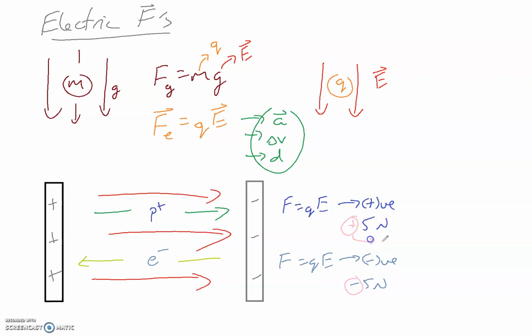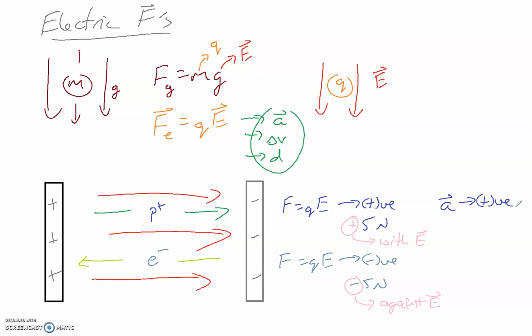This little positive right here tells me that the charge is going with the electric field, and this tells me that it's going against the electric field. And that's why when I calculate this type of stuff, whether it's the forces or even the accelerations, I often don't like to use the positives and especially the negatives, because it doesn't actually tell me which way the thing is actually going. If I've got a picture and I want to know which way it's going to go, I'd much rather use arrows.